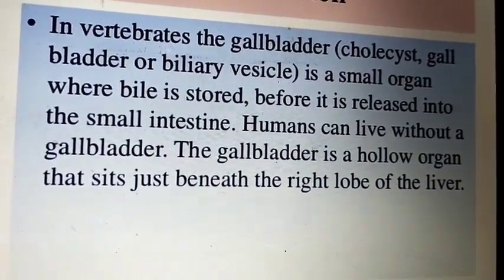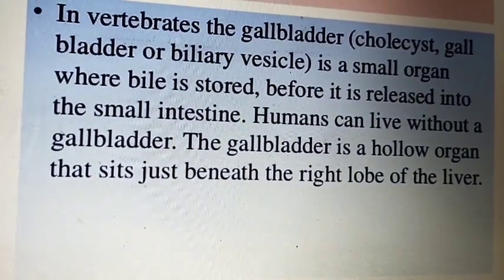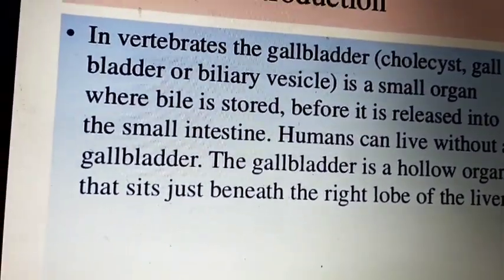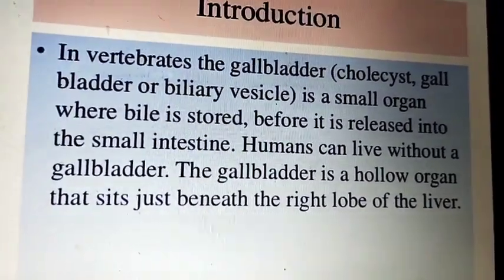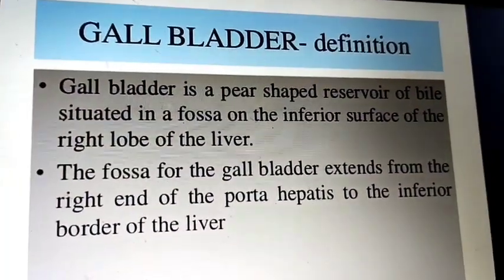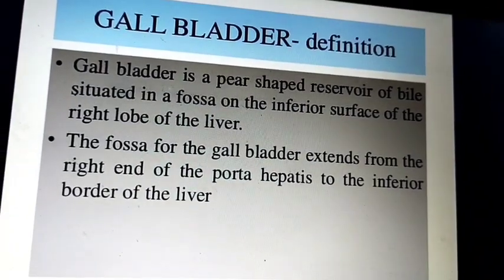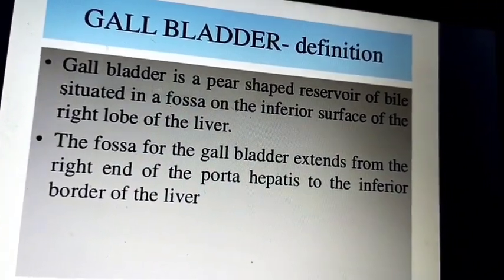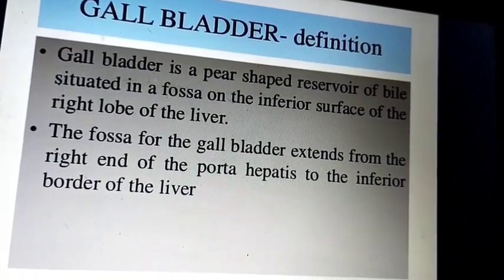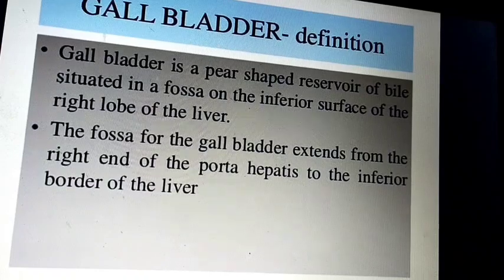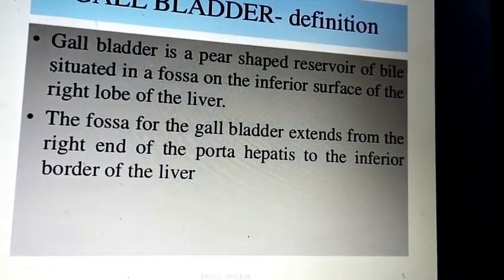The gallbladder is a hollow organ that sits just beneath the right lobe of the liver, or under the right lobe of the liver. The gallbladder is pear shaped, or pyriform shaped, and it is a reservoir of bile situated in the fossa. That fossa is called the fossa for gallbladder, on the inferior surface of the right lobe of the liver.